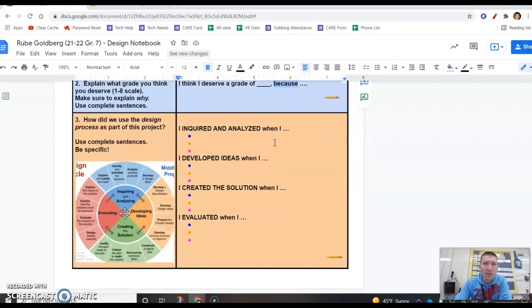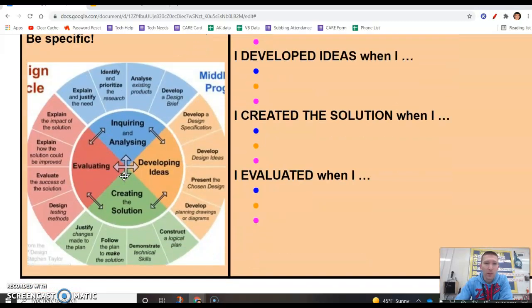And the next question, it is an orange background and it's a little bit higher level, but you should do this. It's going through the design process. So how did we go through the design process? For all our activities, we go through these different steps. So for inquiring and analyzing, and if you're forgetting what some of those are, remember you can zoom in on this picture and figure out what was inquiring and analyzing, and developing ideas, creating the solution, and evaluating. You've done all of these things with Rube Goldberg.